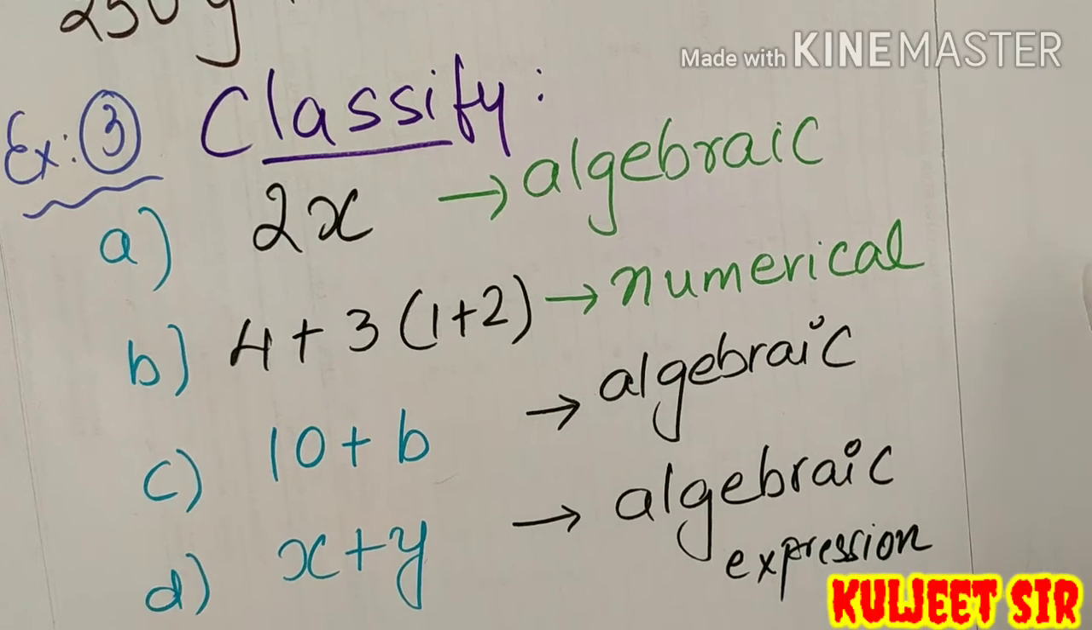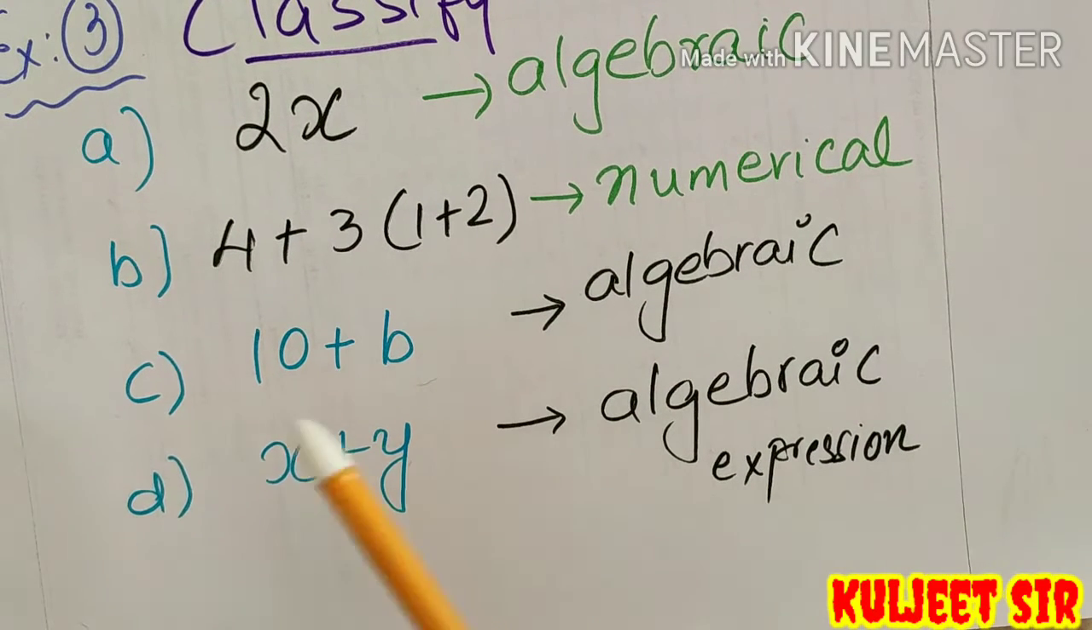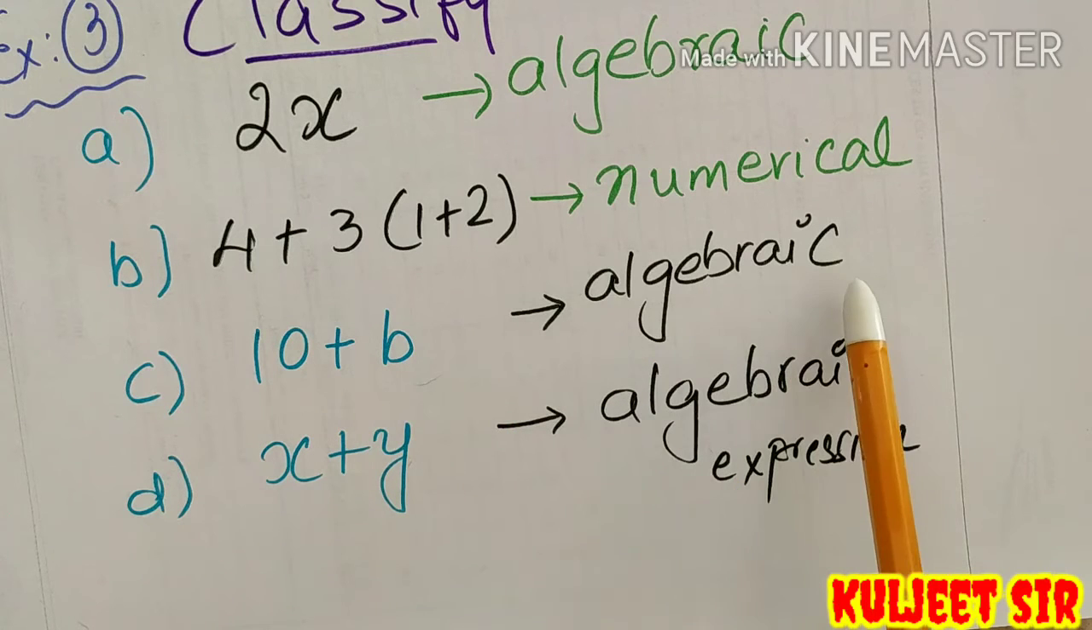Let us take example number C. In the same way, C, you can see 10 plus b. A constant 10 is added to a variable b. Hence this also becomes an algebraic expression. And the fourth one we have is x plus y. A variable x is added to a variable y. So this also becomes an algebraic expression.